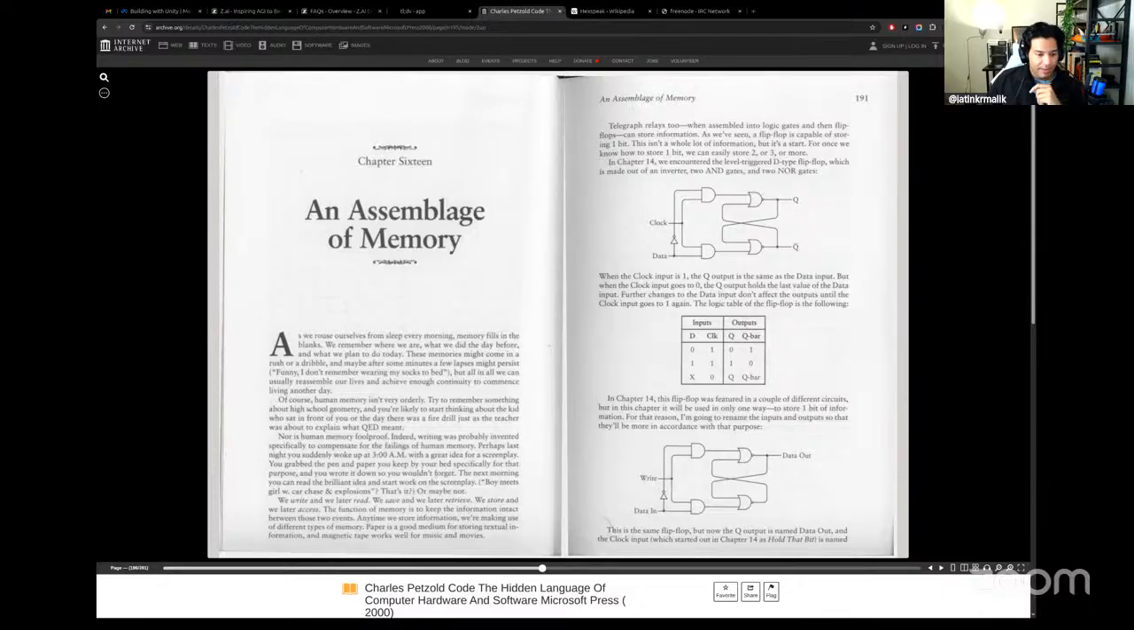So yeah, okay. Coming back, the function of memory is to keep the information intact between those two events. Anytime we store information, we are making use of different types of memory. Paper is a good medium for storing textual information, and magnetic tape works well for music and movies.